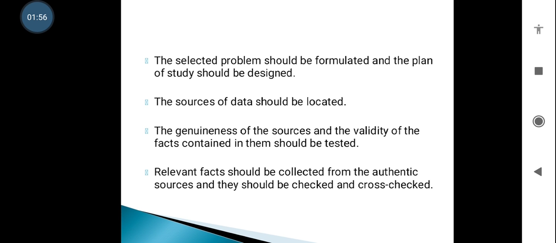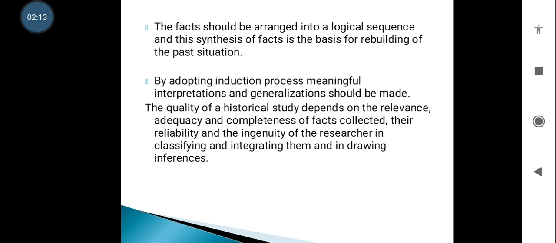Then relevant facts should be collected from the authentic sources and they should be checked and cross-checked. So whatever data we collect, that data must be checked, otherwise the genuineness of the data will be compromised. The facts should be arranged into a logical sequence, and the synthesis of facts is the basis for rebuilding the past situations. So whatever data is available will be arranged in a chronological manner.